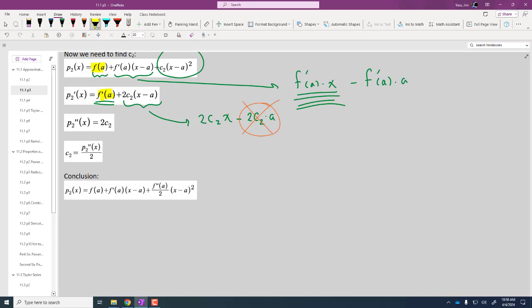And now we can isolate the c sub 2. c sub 2 is the second derivative divided by 2, and if we were trying to find the approximation at a, we're going to plug in an a right there, and that gives us our coefficient: the second derivative of the original function at a divided by 2. So we now know that the first coefficient is the first derivative at a. The second coefficient is the second derivative at a divided by 2.